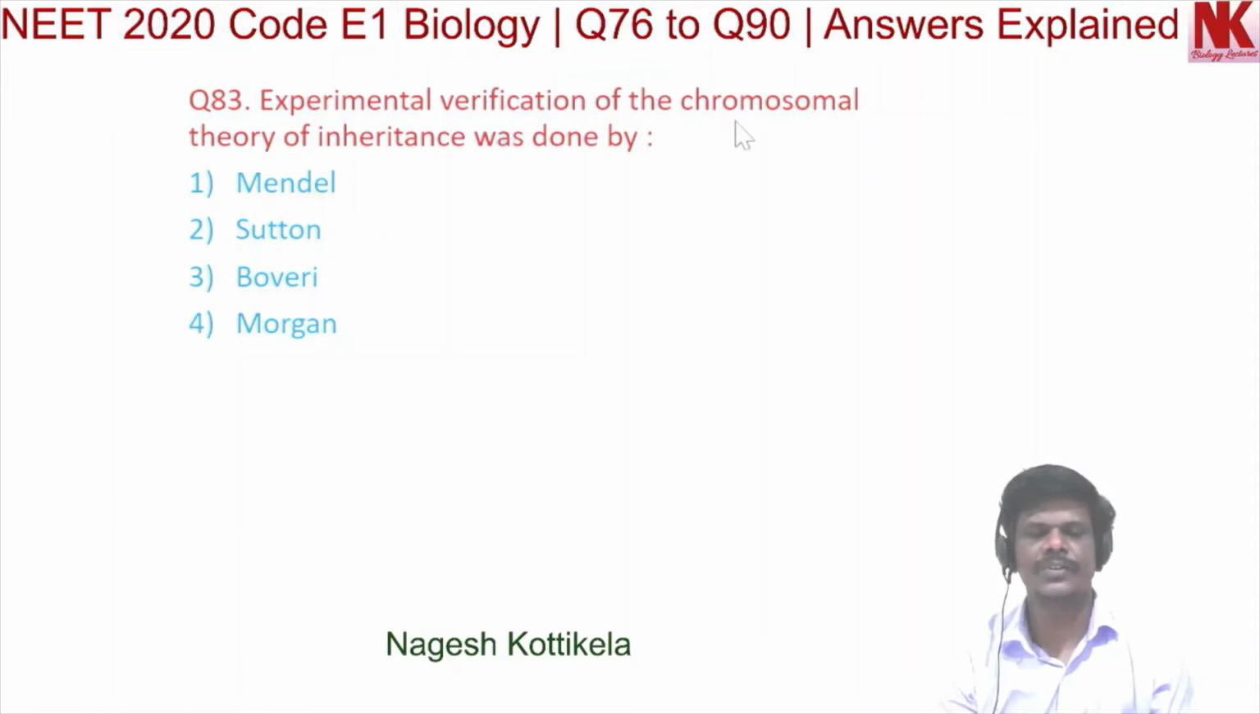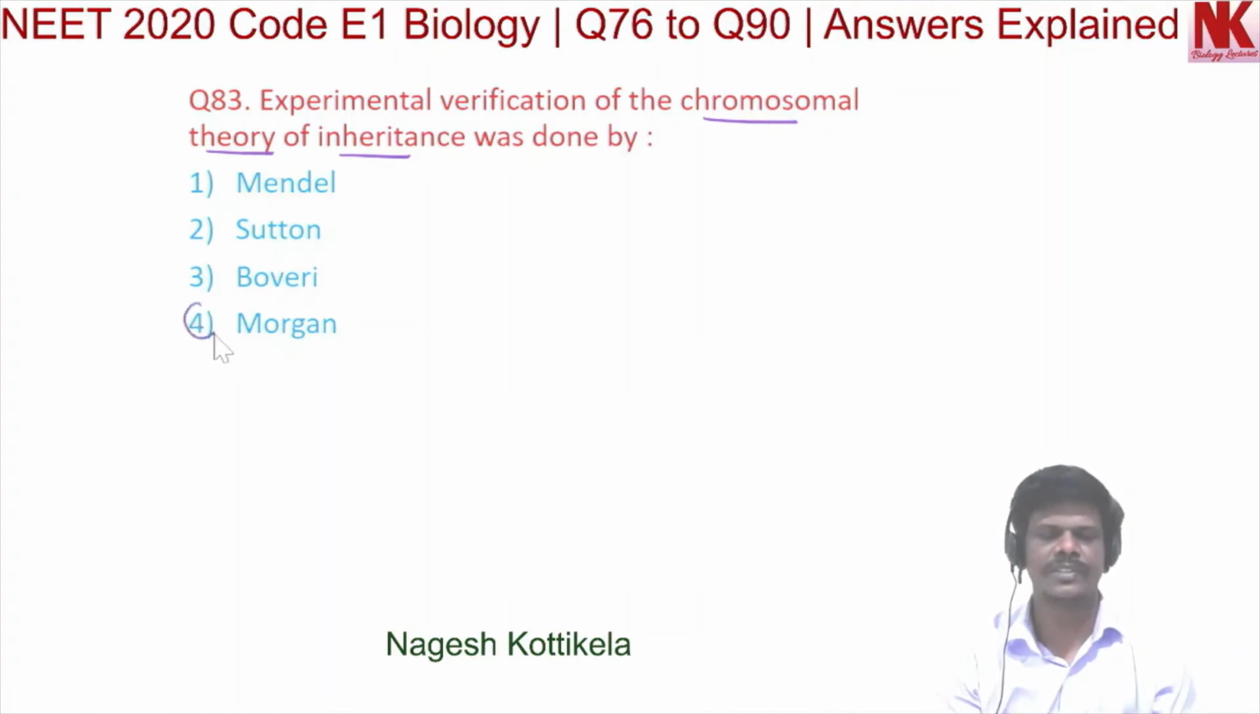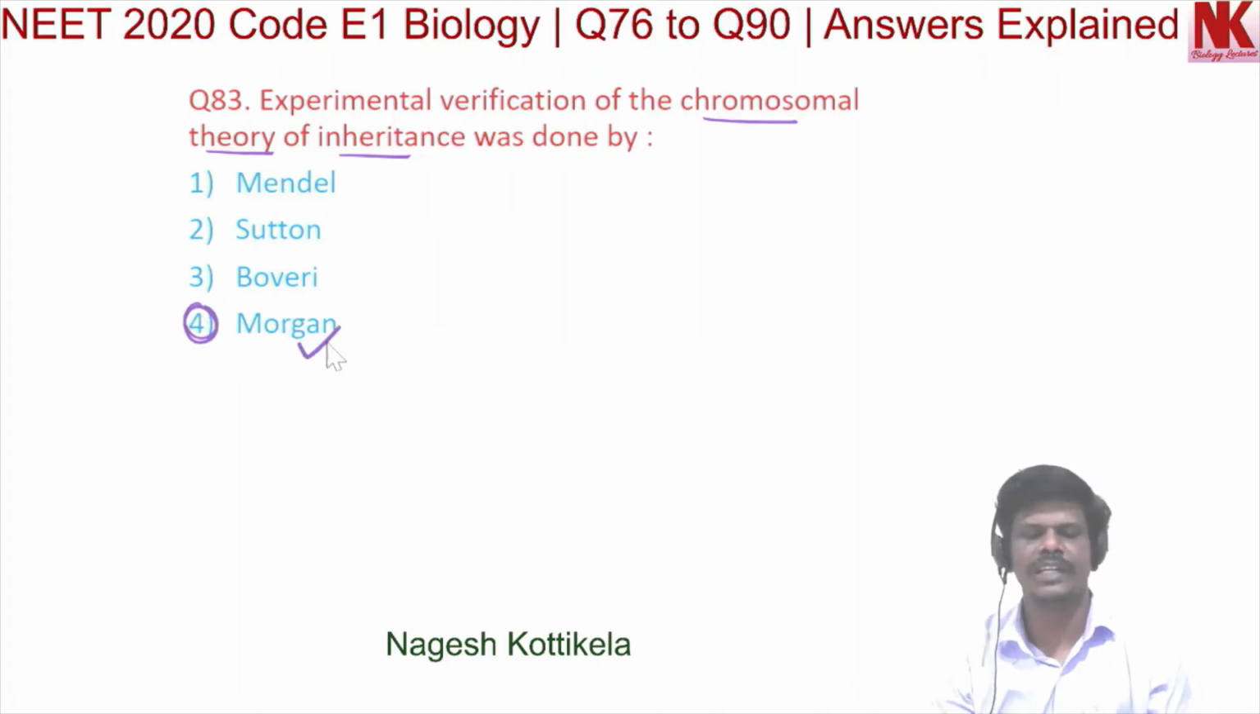Experimental verification of chromosomal theory of inheritance was done by option 1 Mendel, option 2 Sutton, option 3 Boveri, and option 4 Morgan. Among the given options, option 4 Morgan is correct. So, Morgan did experimental verification of chromosomal theory of inheritance. Now, moving to the next question.